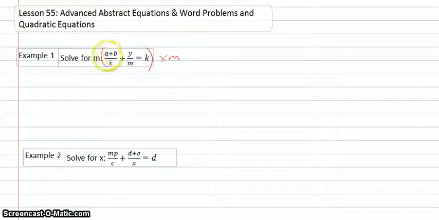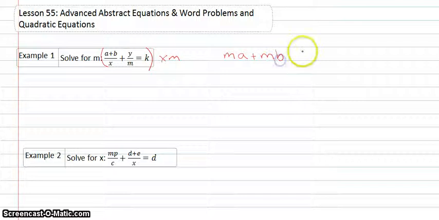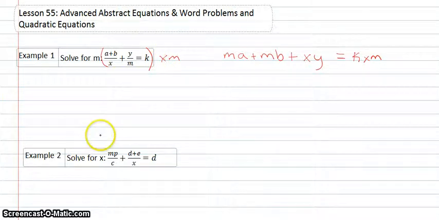On the first equation, since it already had an x on the bottom, the x's would cancel, and I just need to multiply across by an m. So I'd have ma plus mb. And then on the second fraction here, the m's would cancel, and I would have an x to multiply with my y. So I'd say plus xy, and equals kxm, because the k only had a 1 on the bottom, so nothing would cancel.